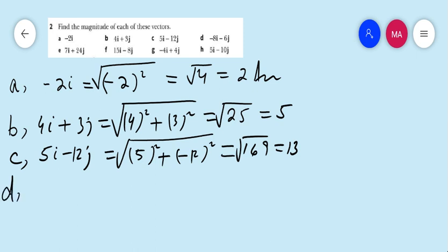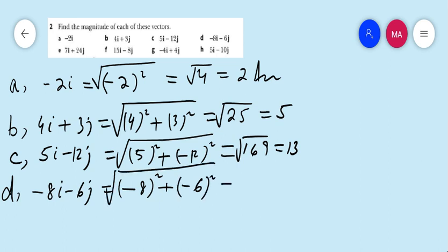Part D, minus 8i minus 6j. The coefficient of i is minus 8, squared. The coefficient of j is minus 6, squared, square root. Minus 8 squared is 64, minus 6 squared is 36. 64 and 36 is 100, and the square root of 100 is 10. This is the answer.